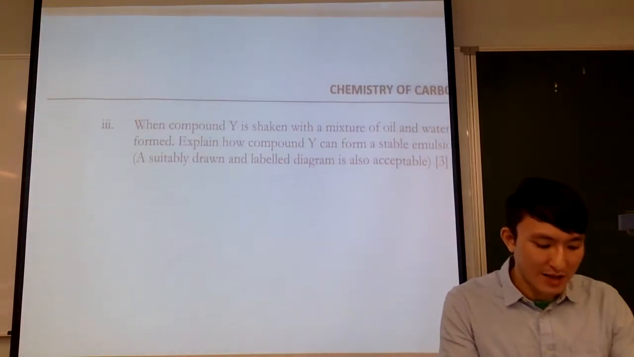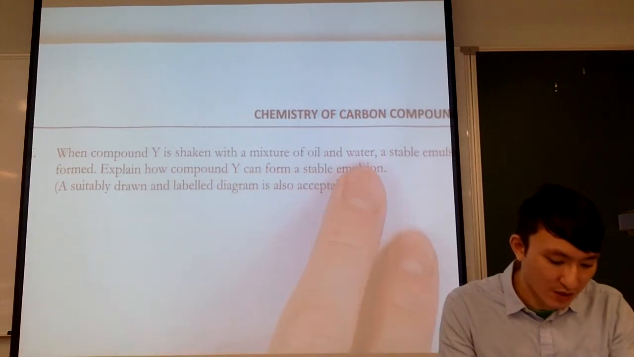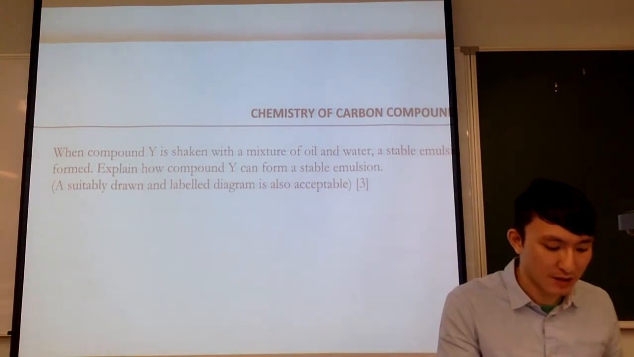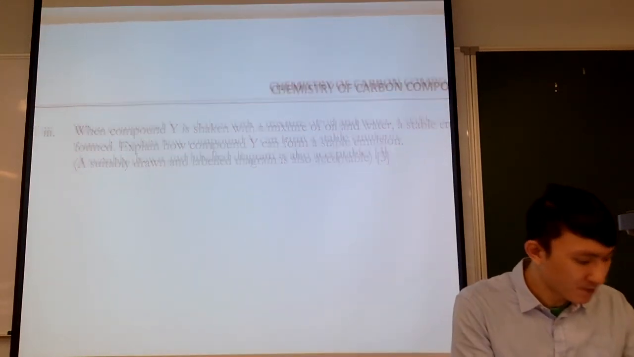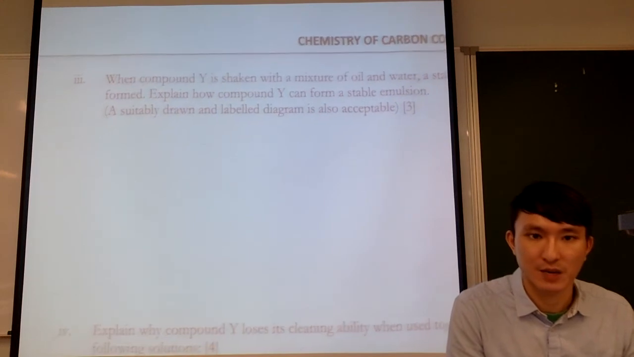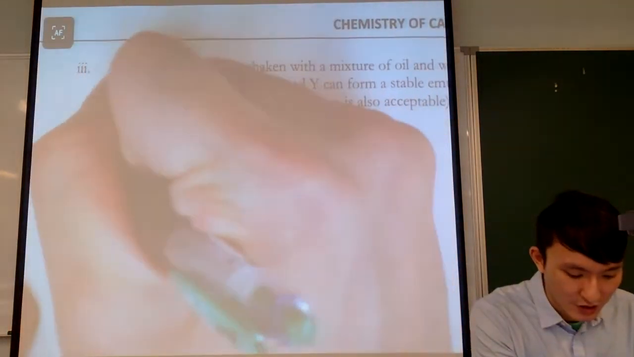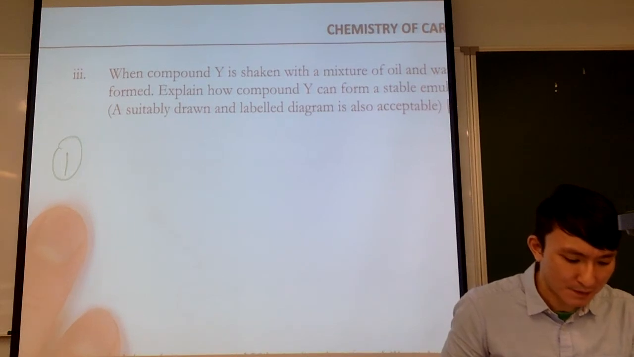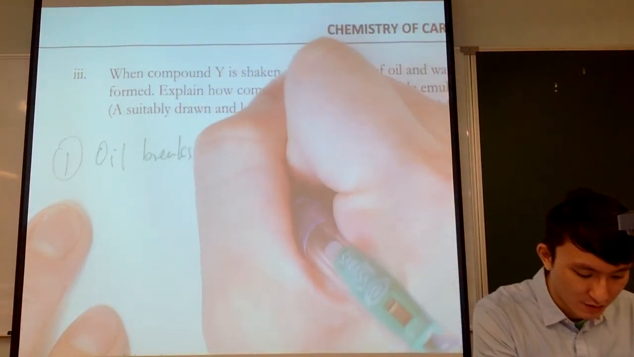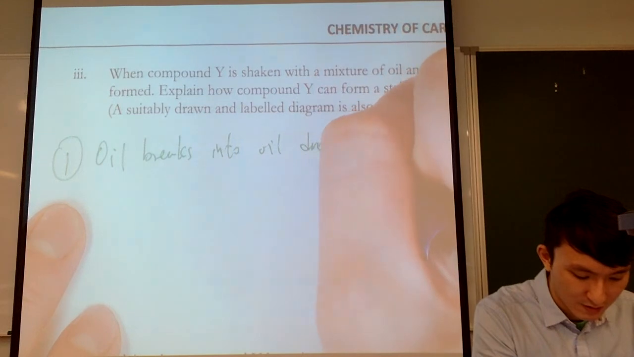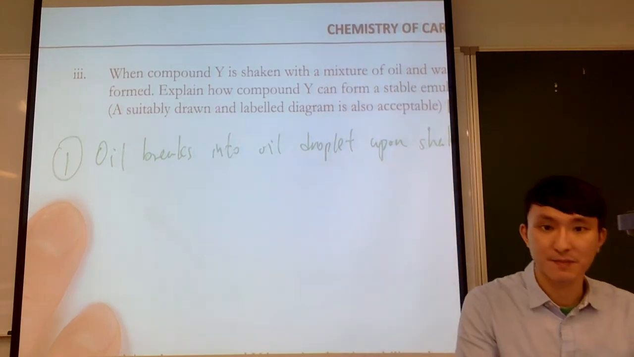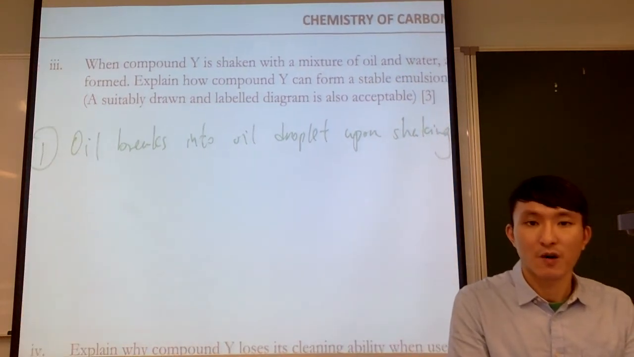Here, when compound Y is shaken with a mixture of oil and water, a stable emulsion is formed. Explain how compound Y can form a stable emulsion. A suitably drawn and labeled diagram is also acceptable. So here, we can explain it using sentences first, and then we also substantiate it with a diagram. First of all, we need to state that oil breaks into oil droplets upon shaking. So they form oil droplets.